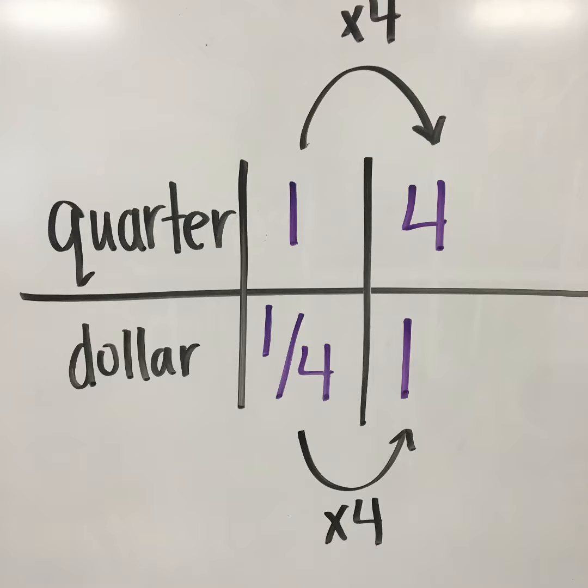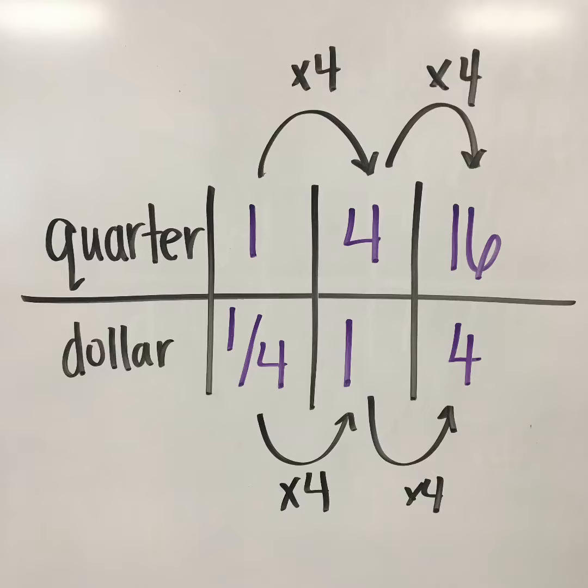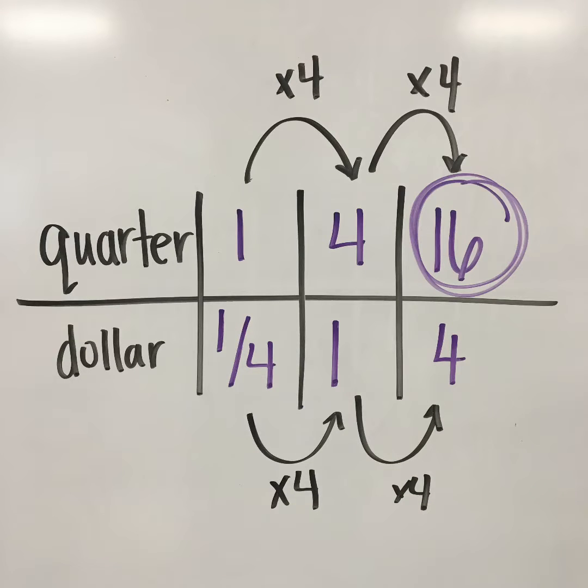Again, I want to know how many quarters there are in $4. So what are we going to do? We're going to multiply $1 by 4, because that will get us $4, and 4 quarters times 4, and that's going to give us 16. So that tells us that 16 quarters makes $4. Now write the answer to the question in a sentence.